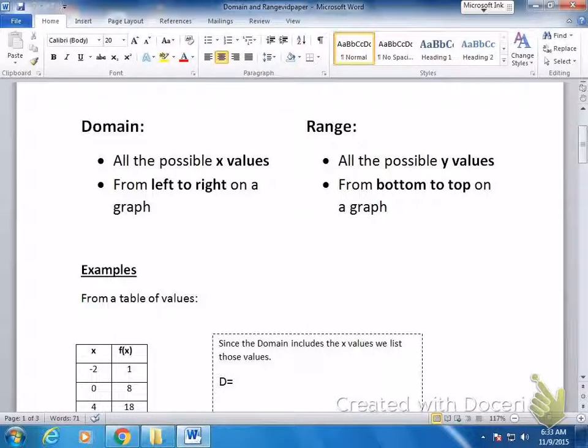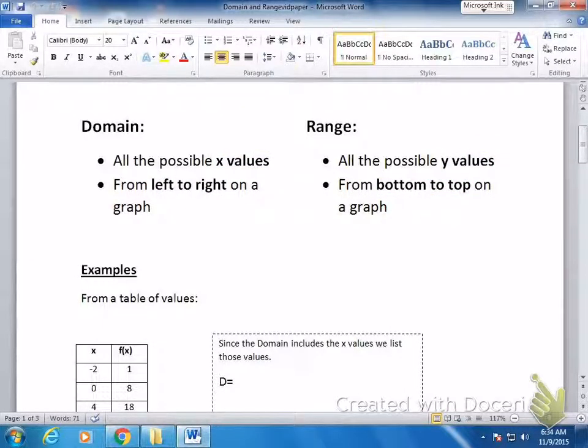The main things you want to remember about domain and range is domain is all the possible x values. Anything that's an x value is in our domain. If you're talking about on a graph, it's moving from left to right. That's following the x-axis. Range is all the possible y values on a graph. It goes from bottom to top, so that follows the y-axis. So the two main things to remember, domain is the x values, range are the y values.